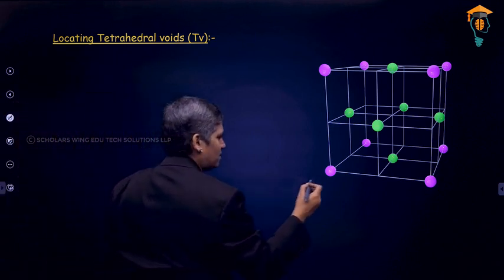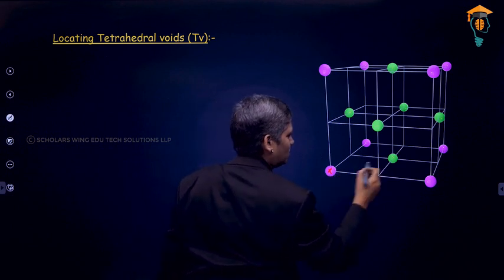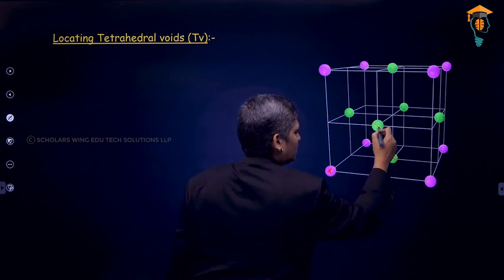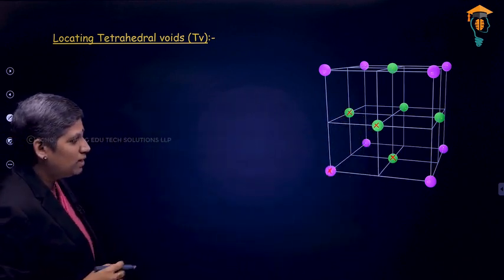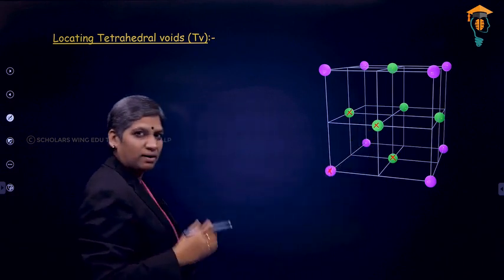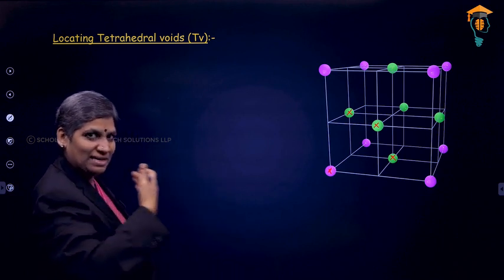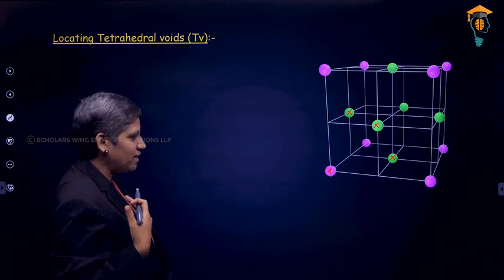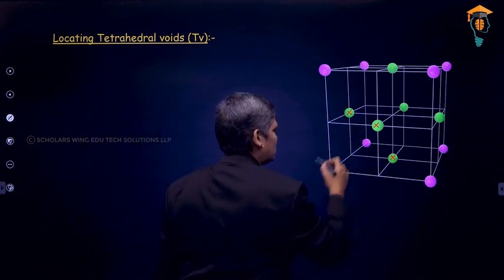Let's take red. So here you have, I'll mark it, 1 at the corner, these 3 at the face centers. Yes or no? These 4 belong to this small cube in the bottom layer facing us, towards the front. Are you clear?